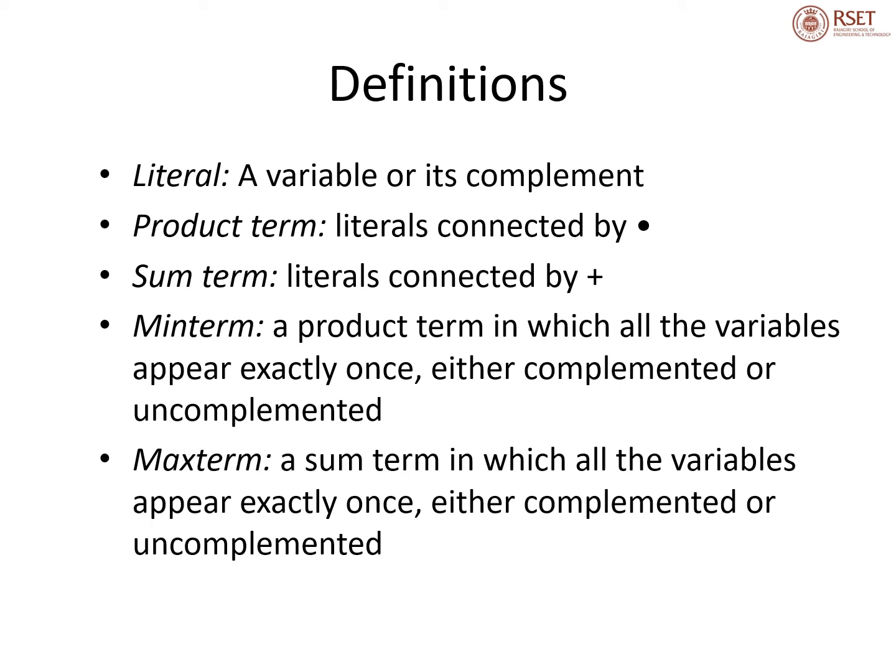Literal, already we dealt that it's a variable or its complement. Product term means literals connected by dot. Sum term indicates the literals connected by plus. Min term is a product term in which all variables appear exactly once, either complemented or uncomplemented. Max term indicates the equivalent sum term.